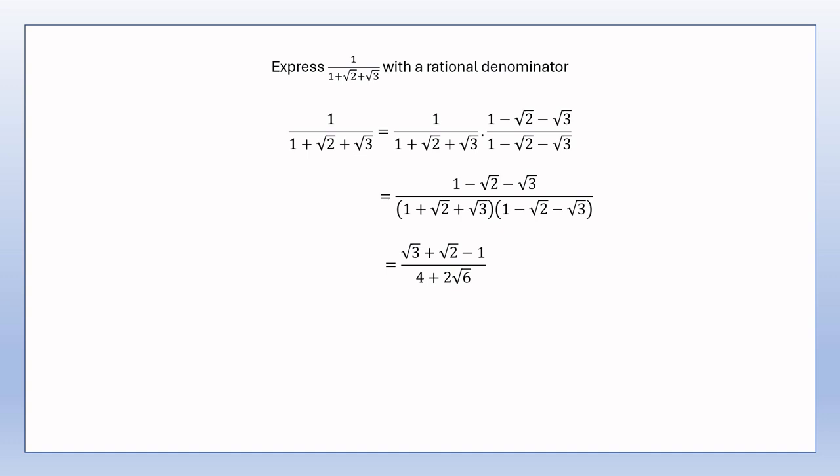And so now the solution proceeds along the same sort of line of approach that you would typically use to rationalise a denominator of the form a plus b root c. So we get root 3 plus root 2 minus 1 over 4 plus 2 root 6 multiplied by 4 minus 2 root 6 over 4 minus 2 root 6, which simplifies to give 2 plus root 2 minus root 6 over 4.